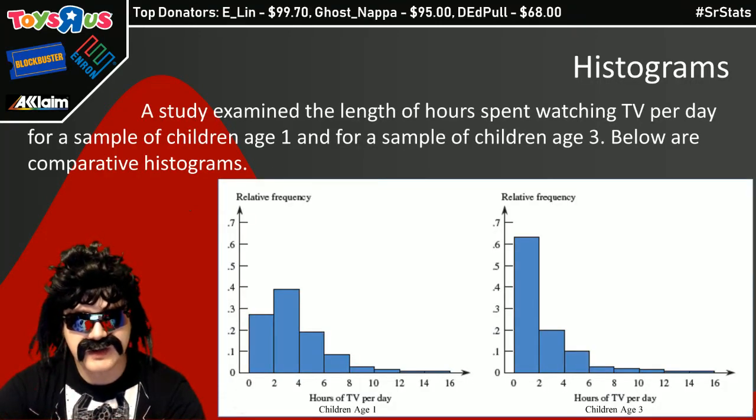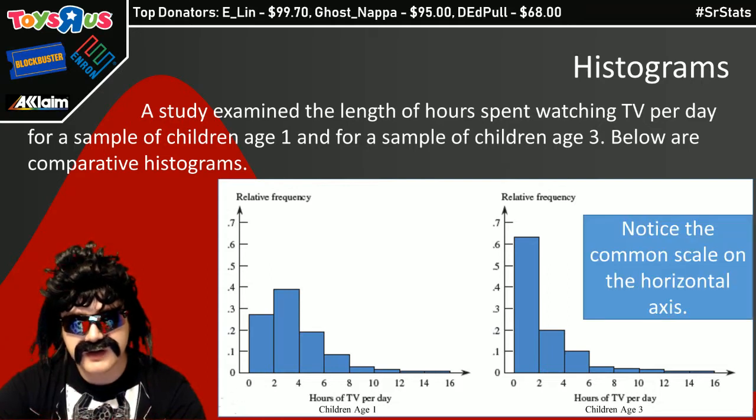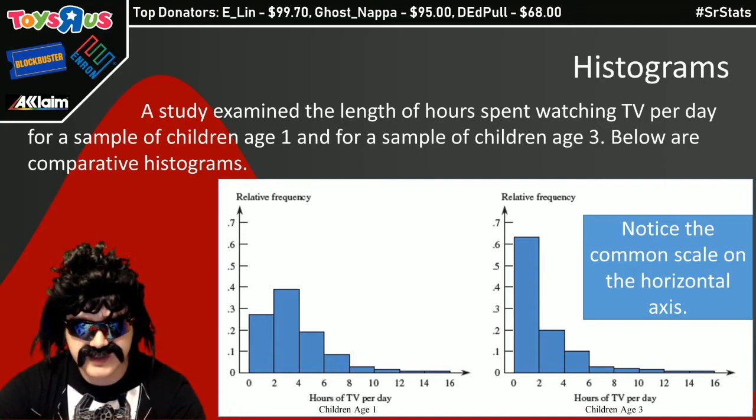A study examined the length of hours spent watching TV per day for a sample of children aged 1 and a sample of children aged 3. Below are comparative histograms. We have children aged 1 on the left, children aged 3 on the right. Notice the common scale on the horizontal axis. Again, the scale is the same on the horizontal axis, so you can compare the two.